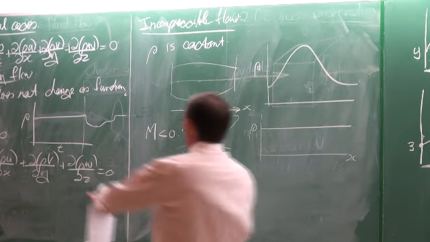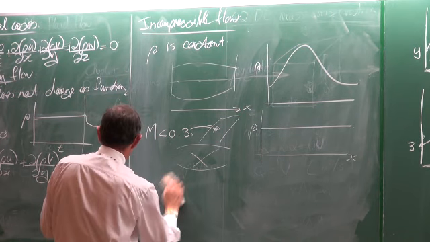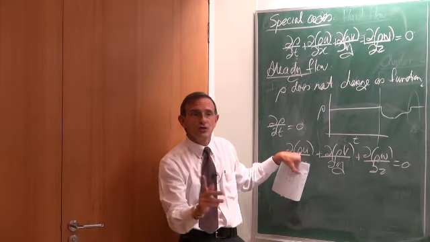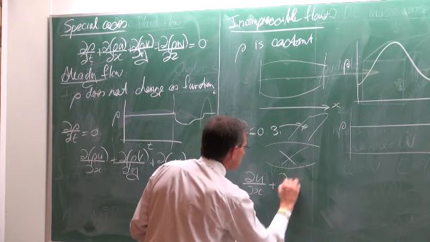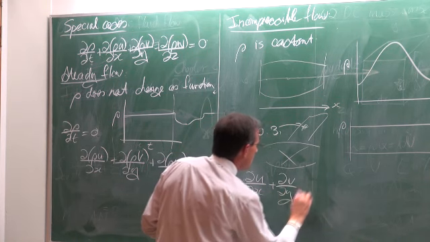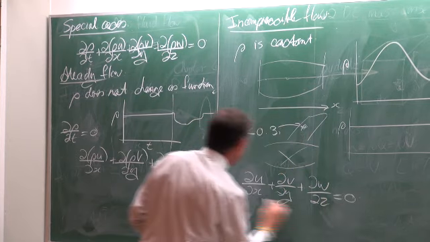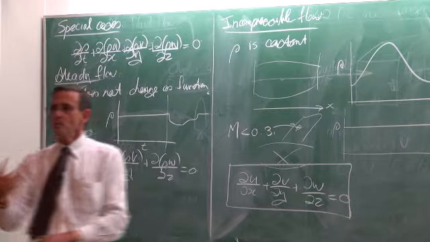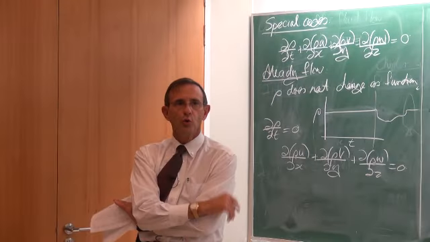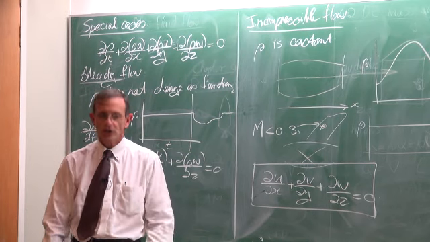And if it is a constant, then if we look at this equation, it reduces to partial du dx plus partial dv dy plus partial dw dz is equal to 0. So that is the continuity equation for incompressible flow. Very important equation, and that we use quite a lot.